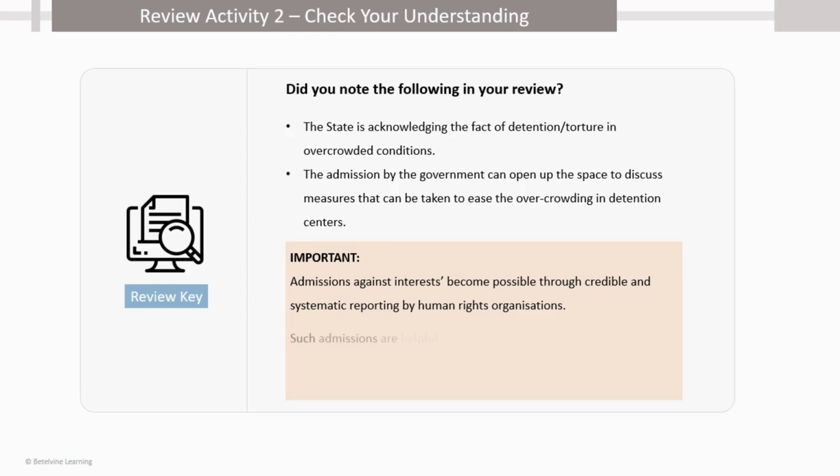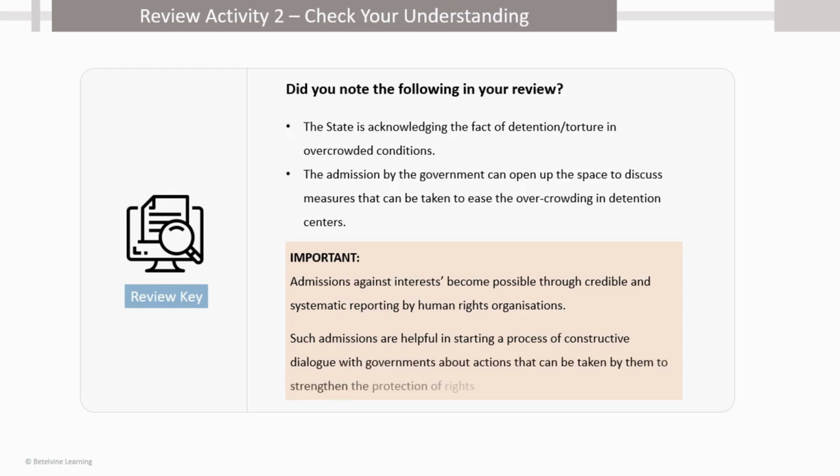Such admissions are helpful in starting a process of constructive dialogue with governments about actions that can be taken by them to strengthen the protection of rights.